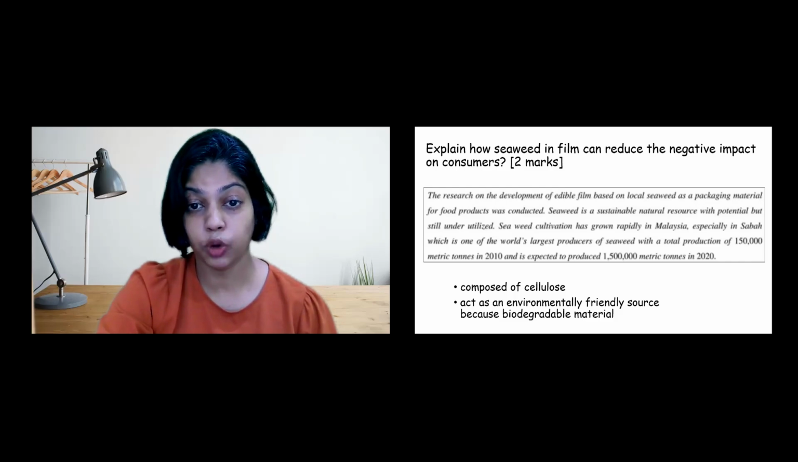Seaweed film is composed of cellulose. It is environmentally friendly because it is a biodegradable material. A biodegradable material means a material that can be broken down naturally by microorganisms such as bacteria and fungi.